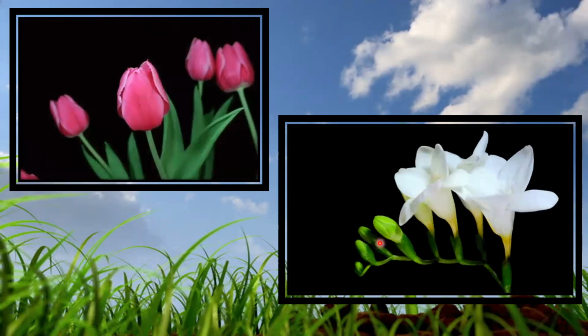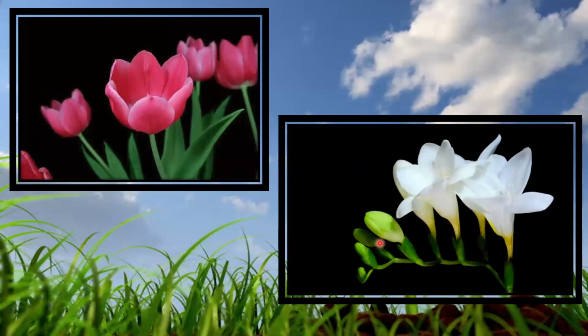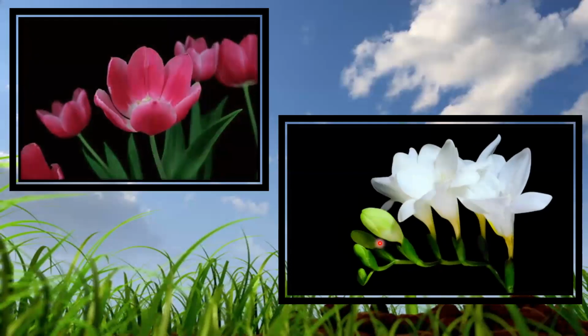Bud is there and the bud is opening and it becomes flower. So a flower grows from the bud.